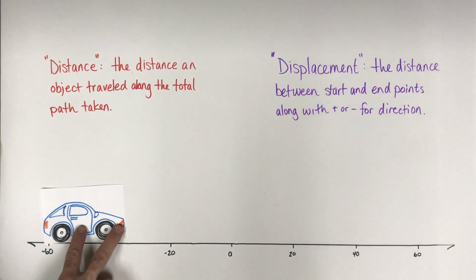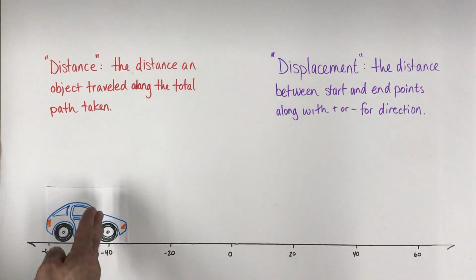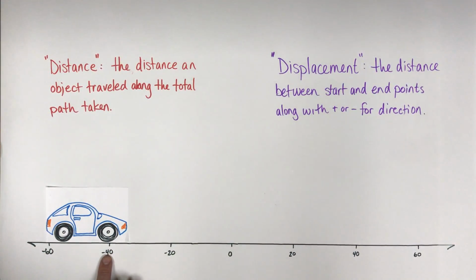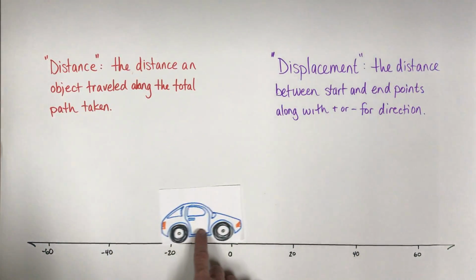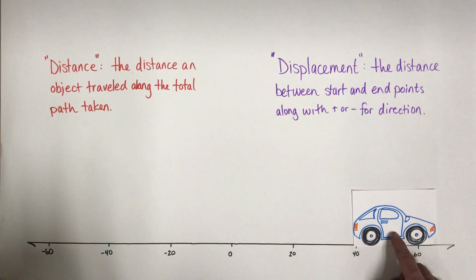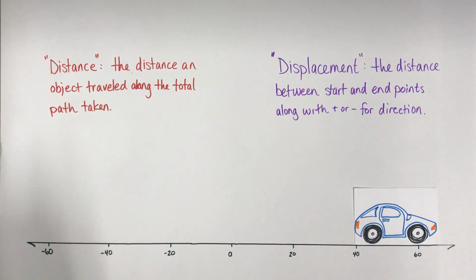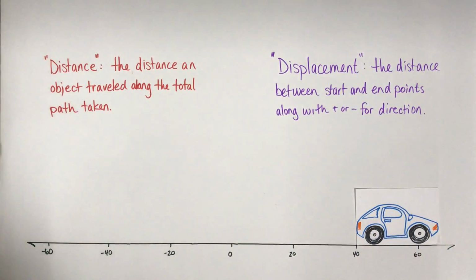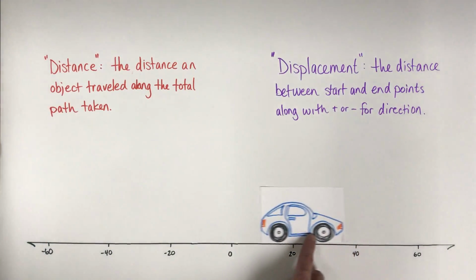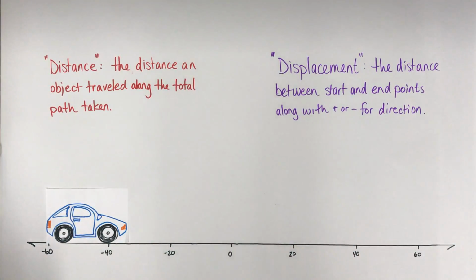If a car starts out on a road here, we'll say it starts on a location we're going to call -40 meters. The M is missing there, but we're going to assume these numbers are meters. So the car starts at -40, it drives from -40 over here to +60. We could say the distance it travels is 100 meters. It wouldn't matter if the car went that direction or if the car started here at 60 and went in reverse from 60 to -40. Both of those would be a 100-meter distance, okay?